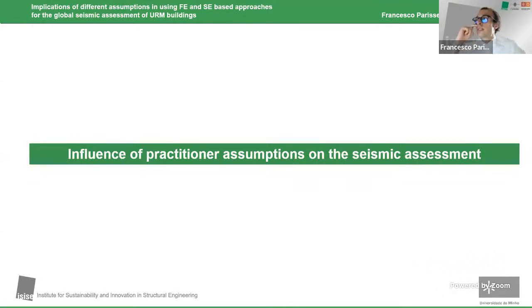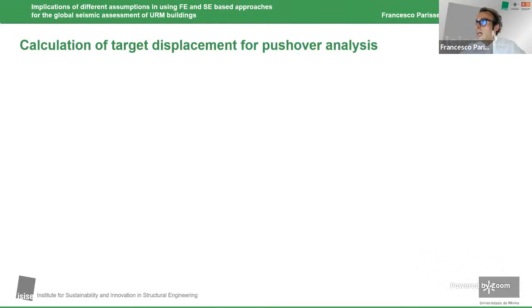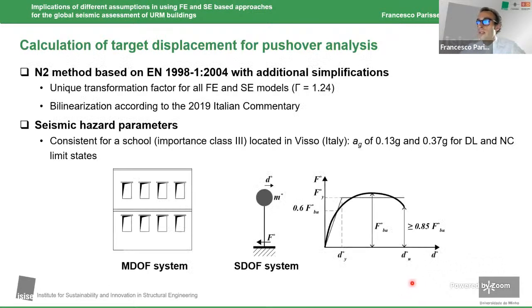Moving to the influence of this assumption on the seismic assessment, I will just focus for one slide on the assumptions that we made. We used the N2 method for the calculation of the target displacement, even with all the limitations that were discussed also by Professor Messali, with additional simplifications, which are the unique transformation factor for all finite element and structural element models, and the bilinearization according to the Italian commentary in 2019. The seismic hazard parameters are defined according to the Italian code for a school located in Visso.